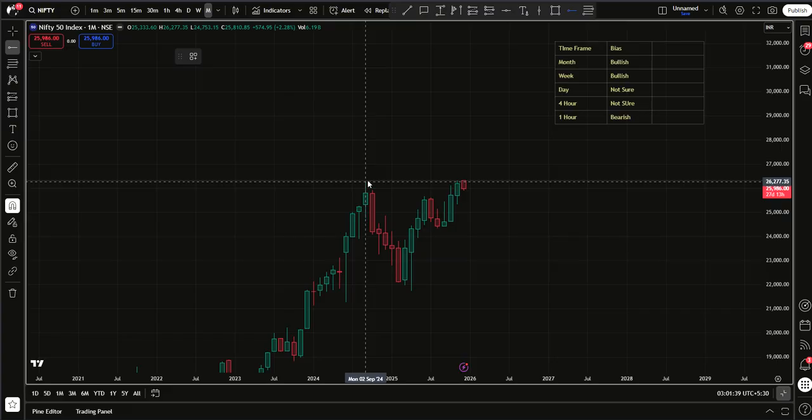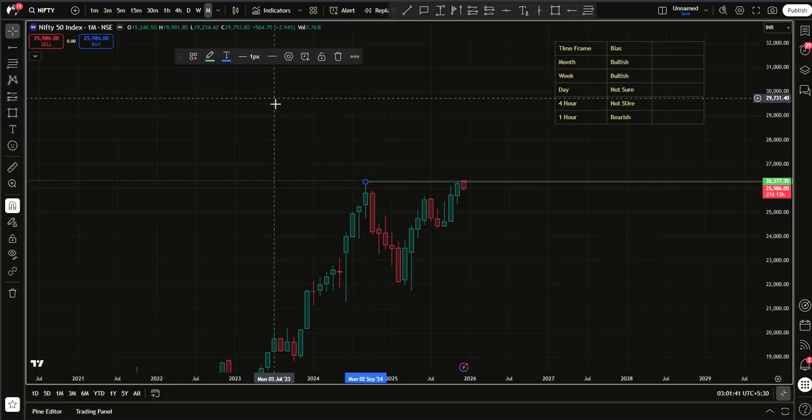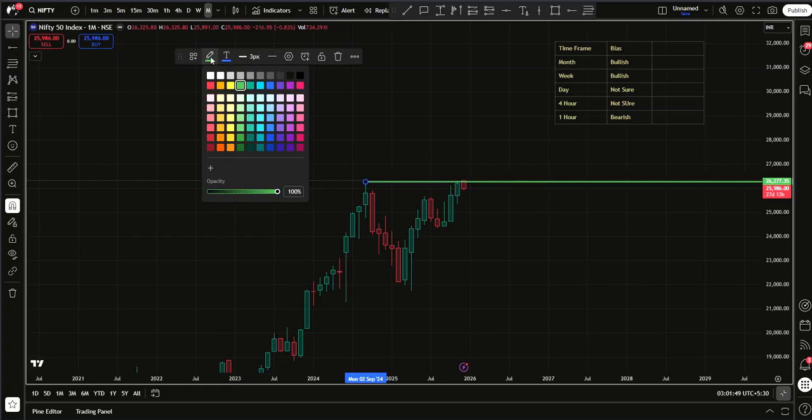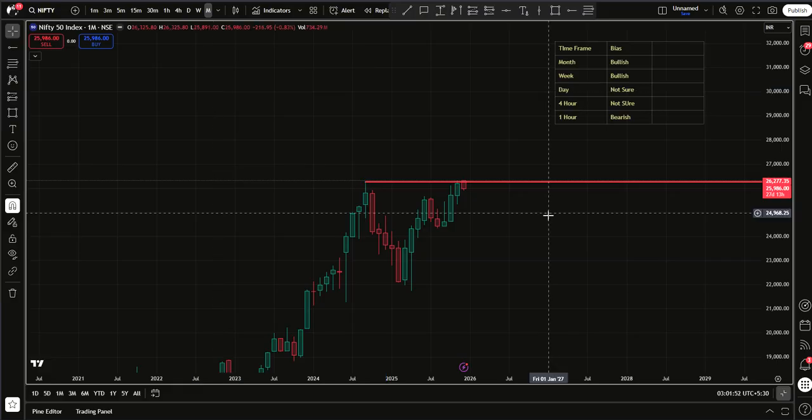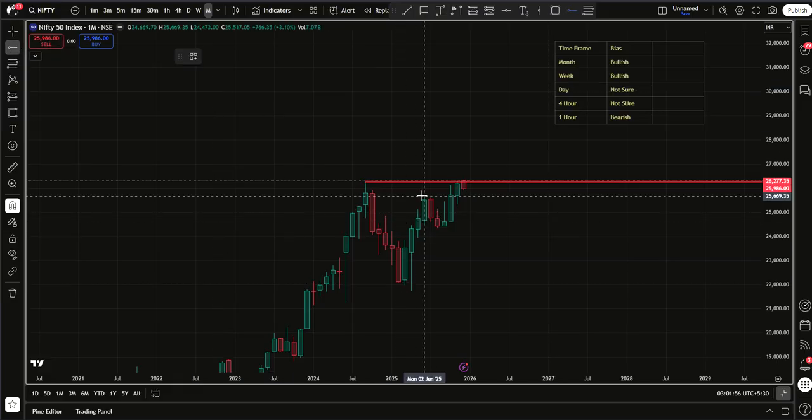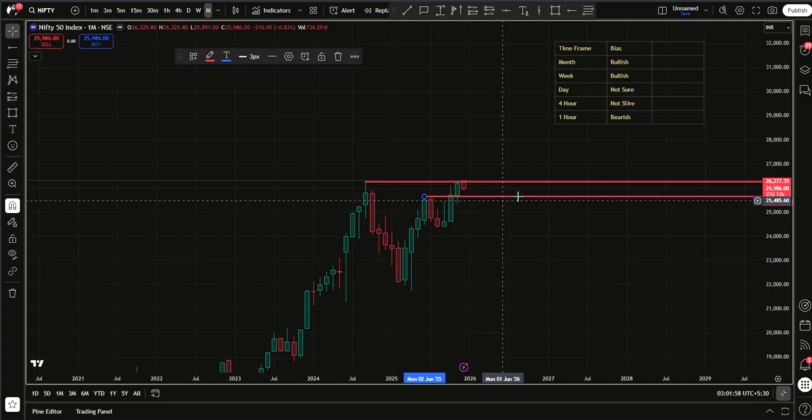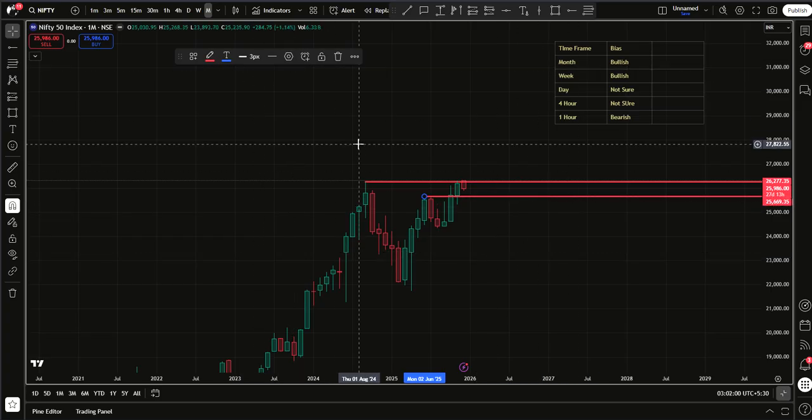So let's mark up the important levels. The previous ATH is an important level, the biggest sellers so far. Let's mark it in thicker lines just to identify it is a monthly level. So the previous swing high is the next support for Nifty in case Nifty decides to come down.